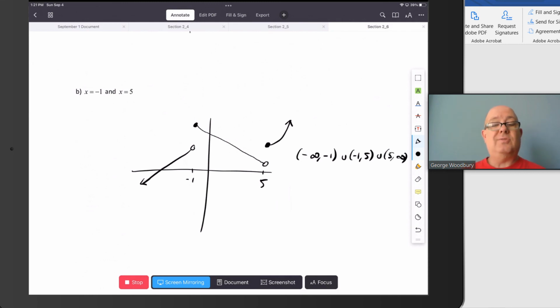Now there are other kinds of discontinuities as well, including places where a function is not defined. For instance, a rational function where we're dividing by 0. But any of these are good for this.